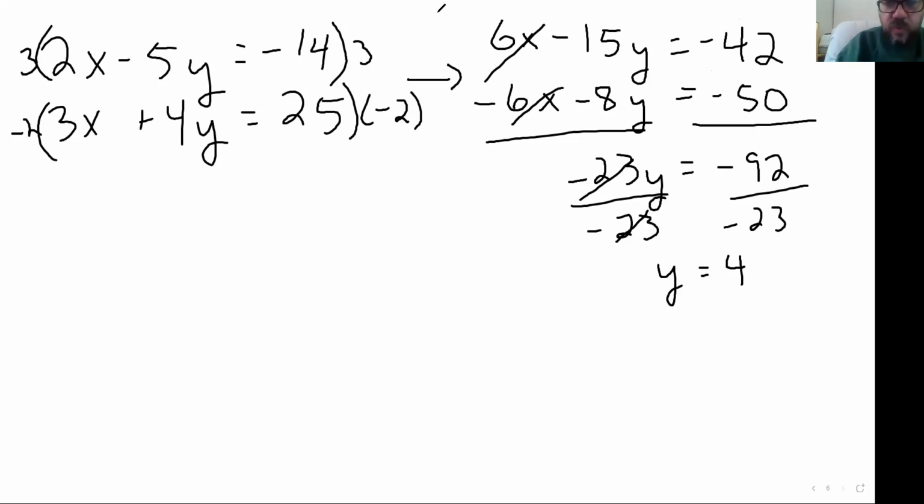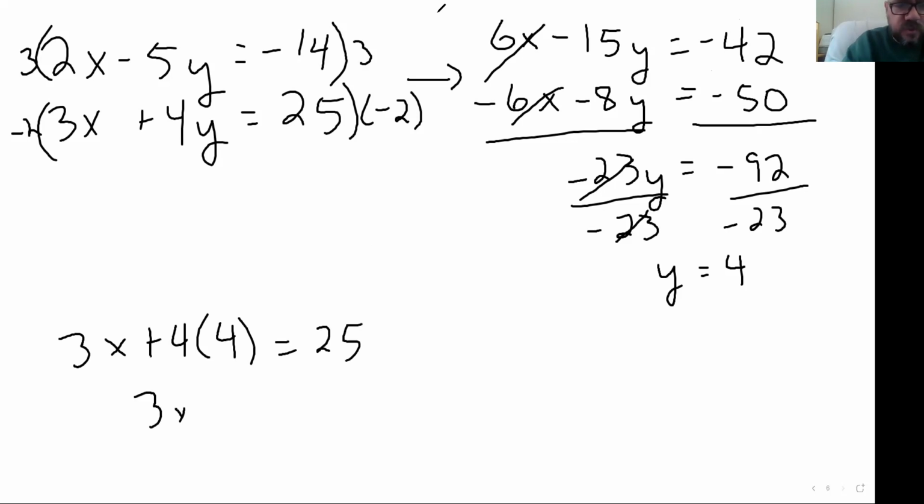So I'm going to get 3x plus 4 times y is 4 equals 25. So I get 3x plus 16 equals 25. Subtract 16 from both sides, and that gives me 3x equals 9. So x equals 3. So there's my solution. Y equals 4, x equals 3.